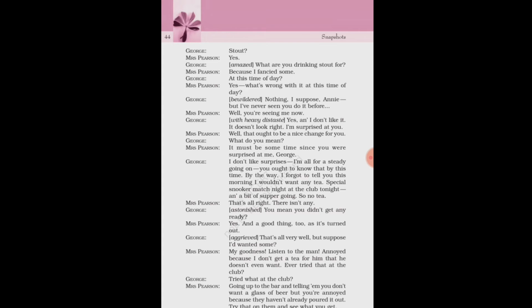She also gets annoyed, and says, you are getting annoyed because I didn't get a tea for you. Have you ever tried that at the club? George asks, tried what at the club? Mrs. Pearson replies, going to the club and telling them that you don't want a glass of beer, but you're annoyed because they haven't already poured it. Try that on them and see what you get. George says he doesn't know what she's talking about. So Mrs. Pearson says they laugh at you even more than they do now.